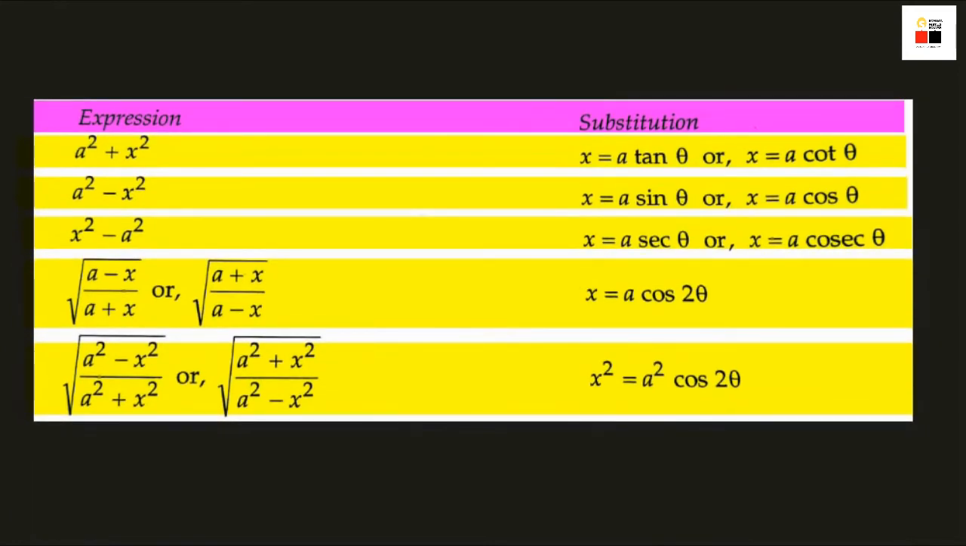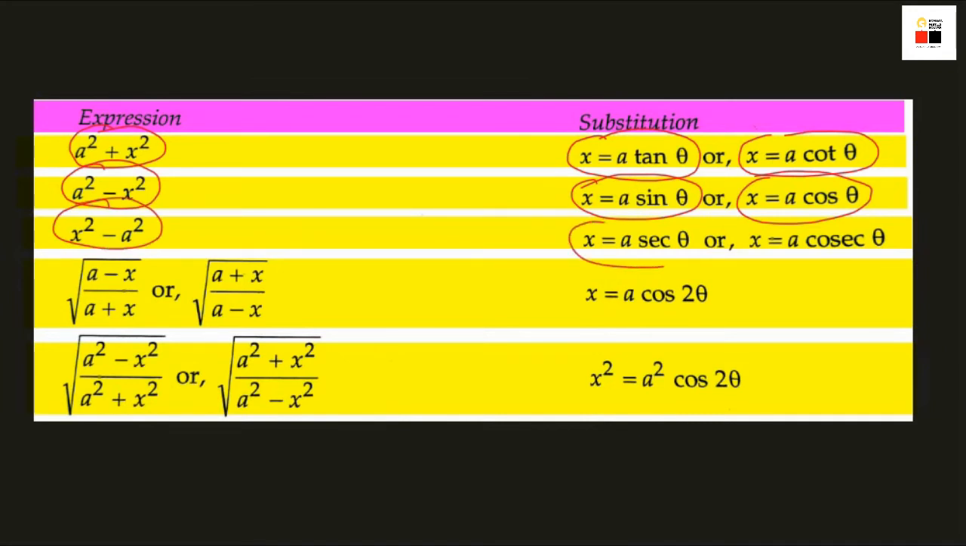Now, to simplify some trigonometric functions, for some expressions we apply some substitutions. For a square plus x square we substitute x equals a tan theta or x equals a cot theta. For a square minus x square, we apply x equals a sin theta or x equals a cos theta. For x square minus a square, we apply x equals a sec theta or x equals a cosec theta, and so on.